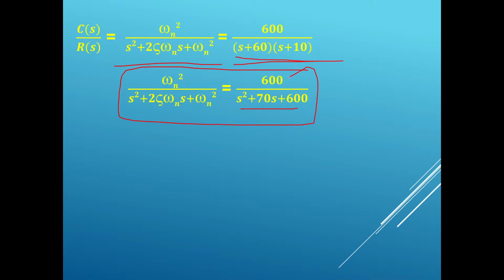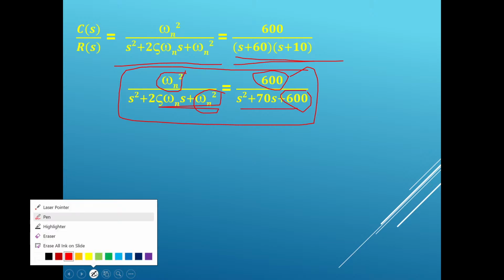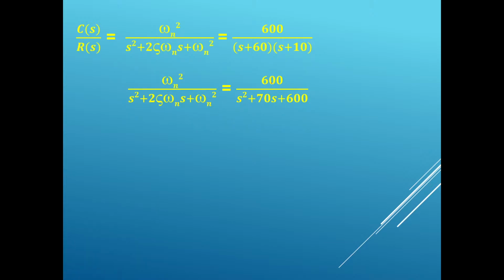Just compare these two expressions. If you compare these two expressions, what you can observe here is, in the numerator, this is omega n square. This is 600. So what is meant by 600 now? 600 is nothing but omega n square. So omega n square is equal to 600.